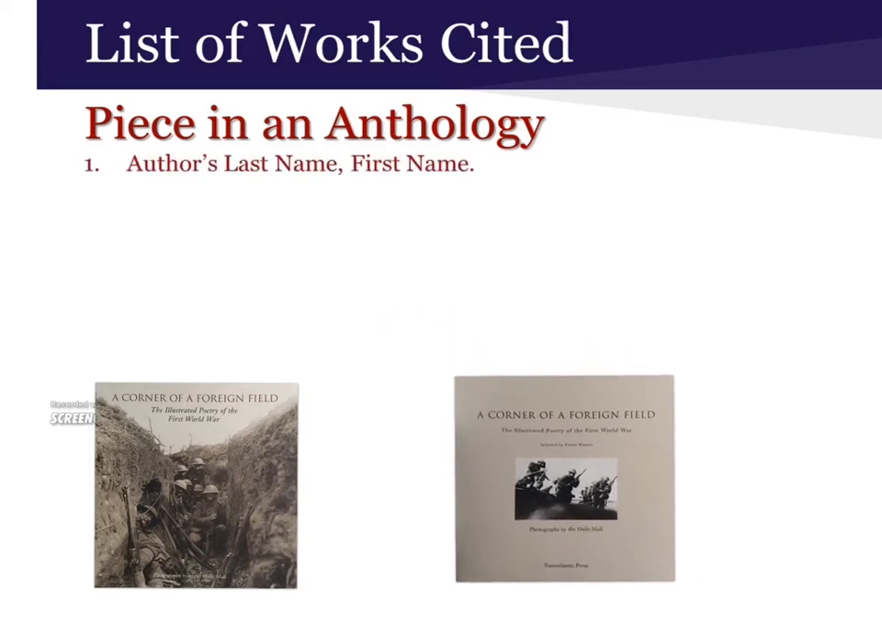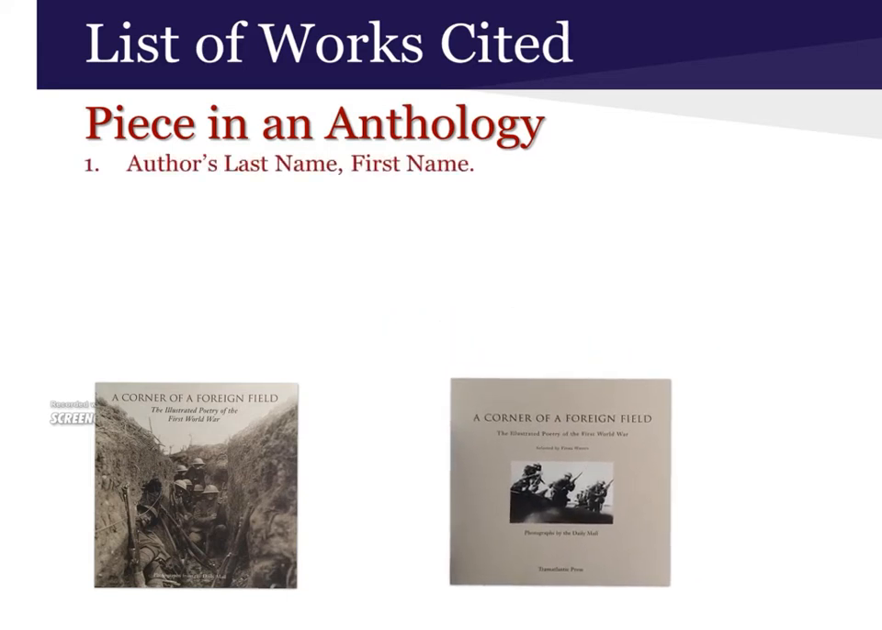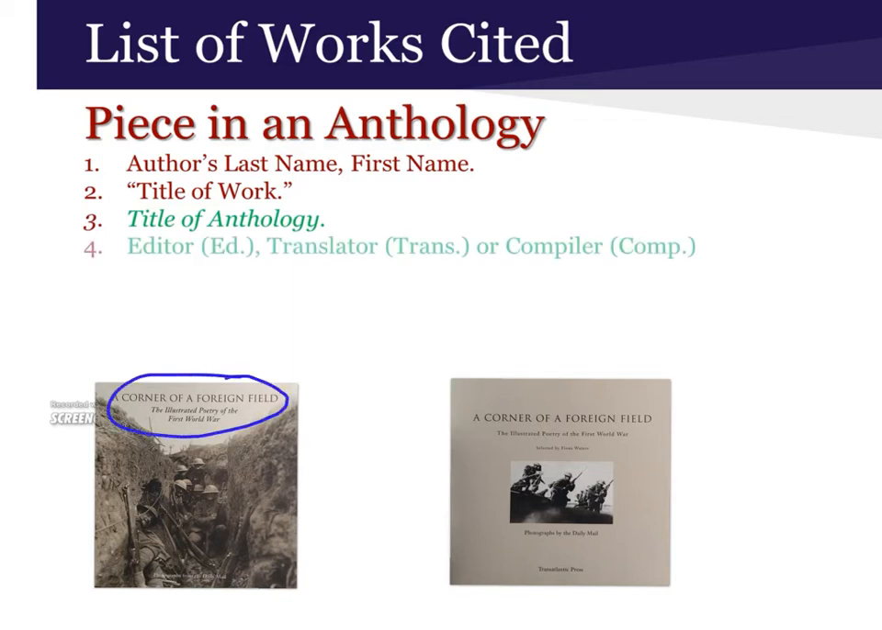I'd of course begin with McCrae's name, last name, and then the first, followed by a period, and then the title of the work. Because it's a poem, we put it in quotation marks with a period inside the quotes. Then I would include the title of the anthology. This is where we differ from what I just previously did. Then we would include the editor, the translator, or the compiler. This is also a change from what we just did.